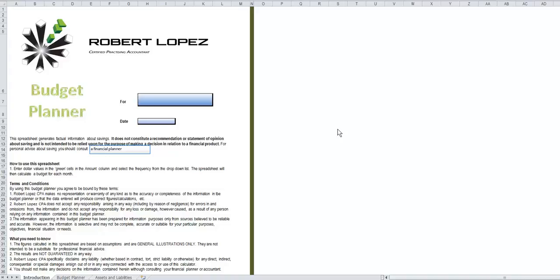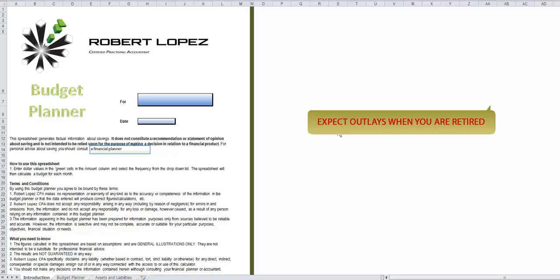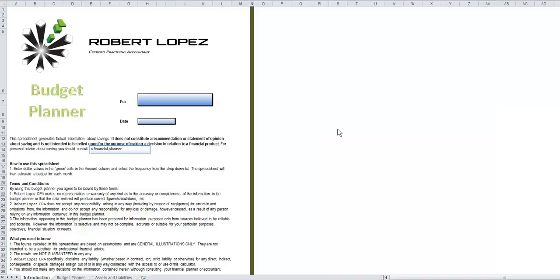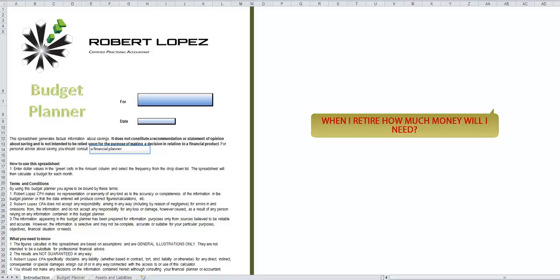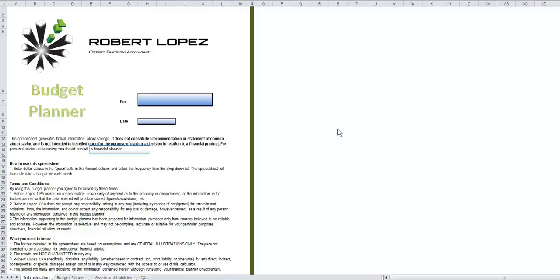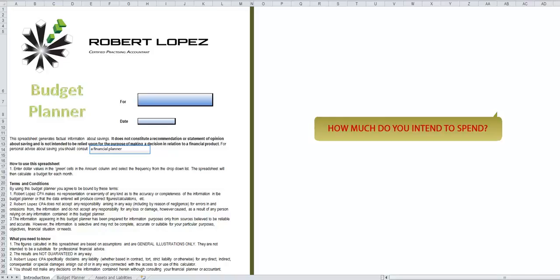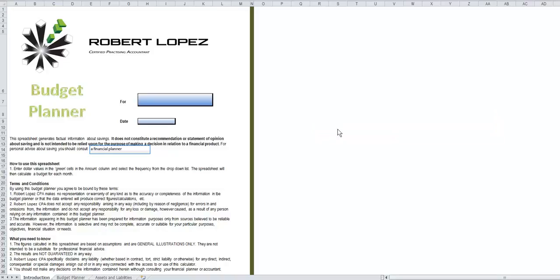The purpose of this budget planner spreadsheet tool is to help our clients prepare a budget of their expected outlays when they are retired. The reason for this, and the significance of it, is we are often asked, and it's a very common question, when I retire, how much money do I need? The answer to that fundamentally is driven by how much do you intend to spend, or how much are you likely to spend. Once you know that, you can begin a calculation process of how much you actually need.